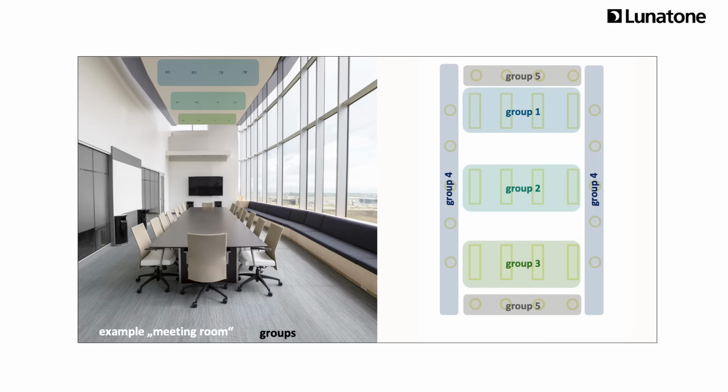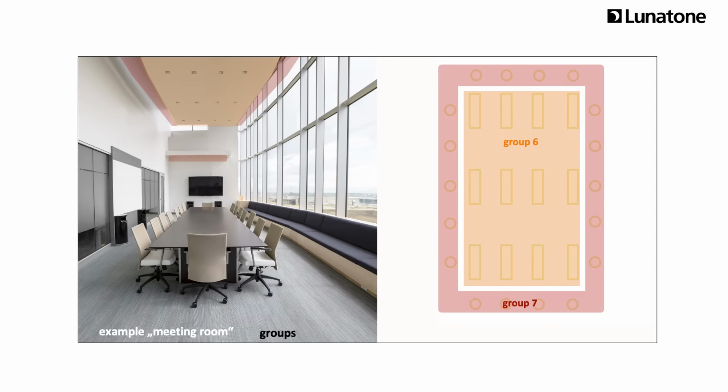Here, the middle lights are assigned to group 1, 2, and 3. The spots on the sides are in group 4, and the spots in the front and back are group 5. Additionally, all center luminaires are assigned to group 6 and the wall lights to group 7. Using a control unit, we can now control 7 groups.